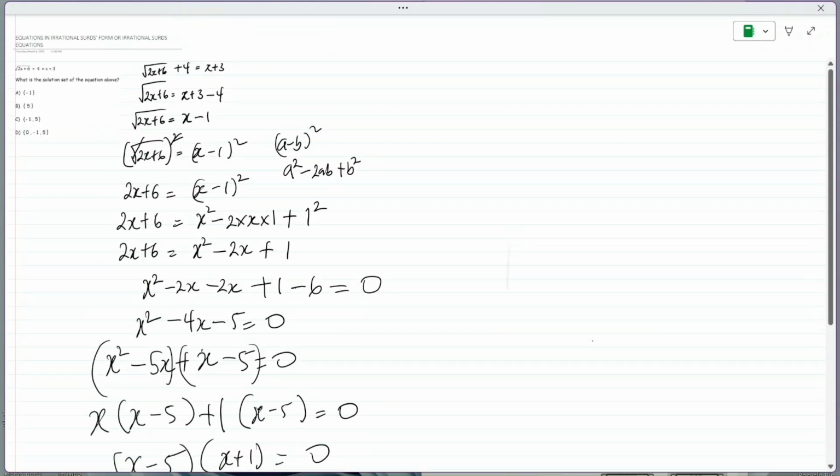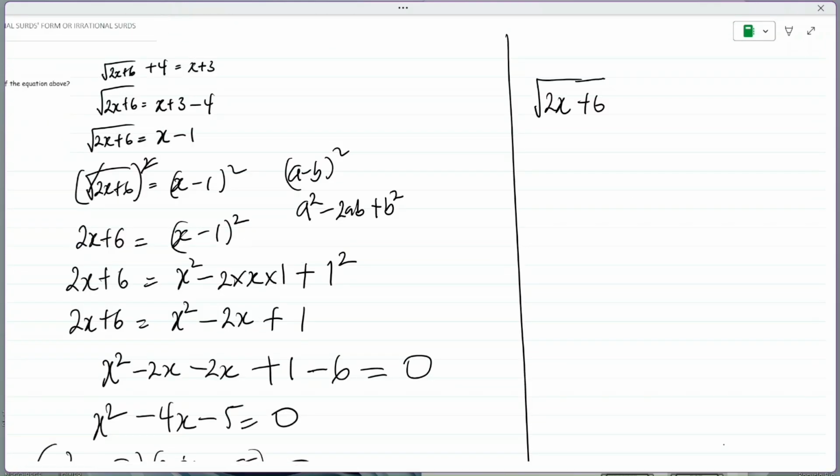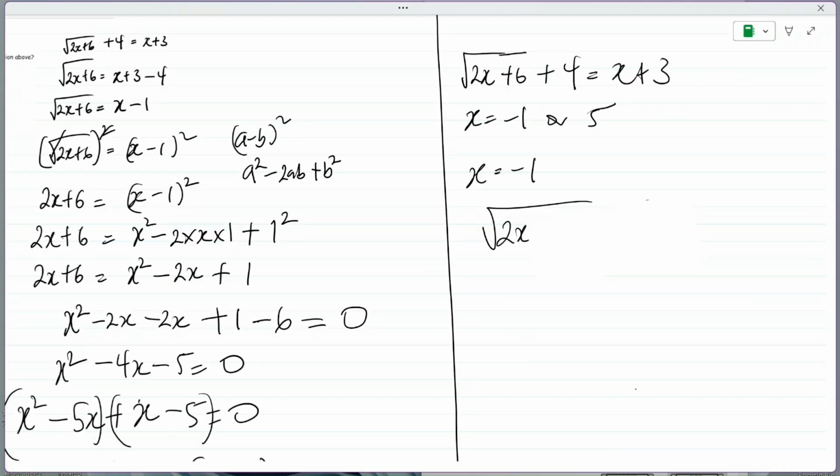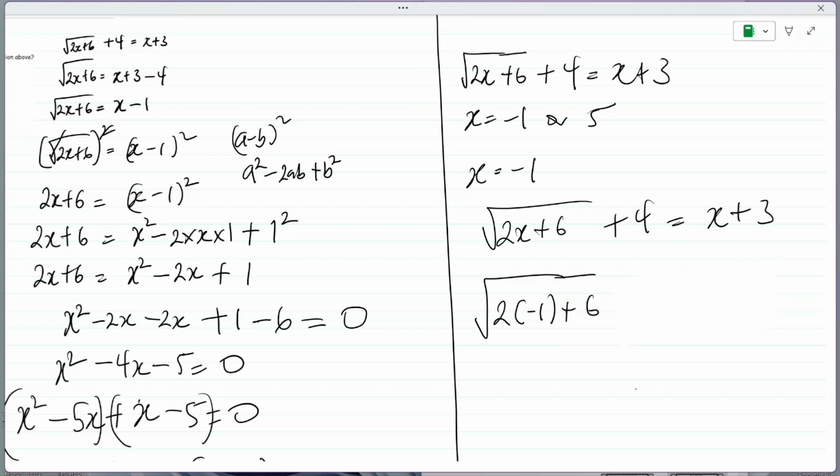Back to the original equation. You have the original equation as square root of 2x plus 6, plus 4 outside, equals x plus 3. We have two values for x, which is x equals minus 1 or 5. Let's start with when x equals minus 1. Let's insert it into the equation. Now we change the value of x to its numeric value, which is minus 1. So you have square root of 2 times minus 1 plus 6 under square root, plus 4 outside, equals minus 1 plus 3.